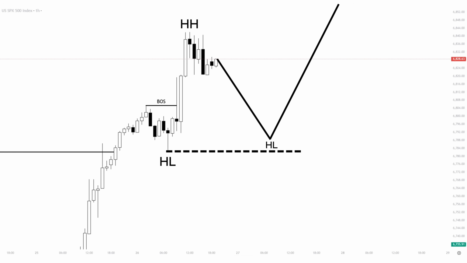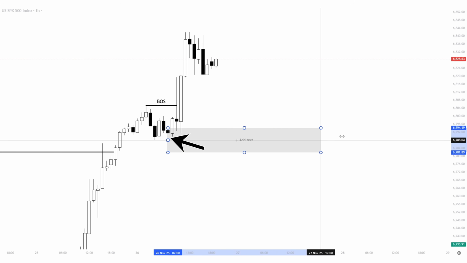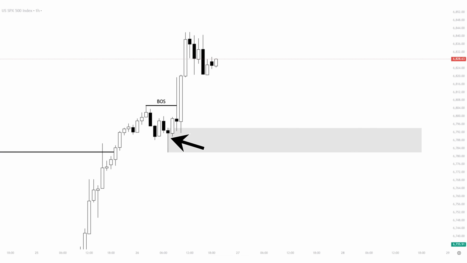We can use a demand level as a structural entry for a setup like that. But we need to identify that demand. The theory of the demand is that it's the last bearish candle before the market started a significant upwards push. For example, this is the last bearish candle before a small upside impulse. But here we see that this demand already kind of got filled, slightly decreasing its quality.